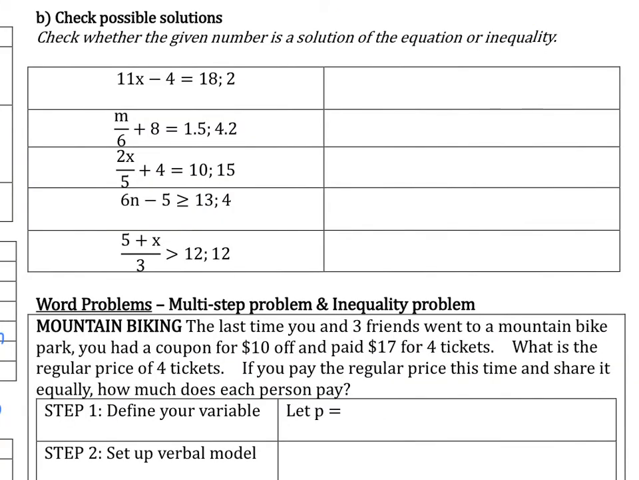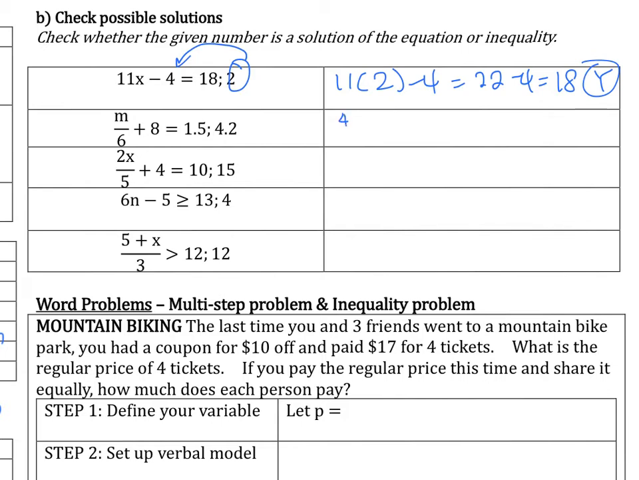Part B. Check possible solutions. Check whether the given number is a solution of the equation or inequality. So you have 11x minus 4 equals 18. And it wants you to check whether 2 is a solution of this equation. So you can plug in 2 for x, 11 times 2 minus 4, so 22 minus 4, what do we get? 18. So yes, it is a solution.